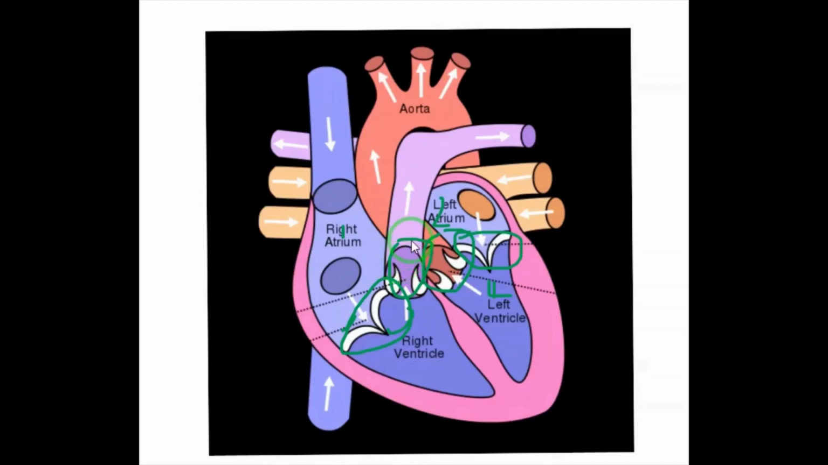Understand, children? So three types of valves are present. First one is the tricuspid valve. Second one, bicuspid or mitral valve. Third one, semilunar valves. Two semilunar valves are present. One is the aortic valve and another one is the pulmonary valve.